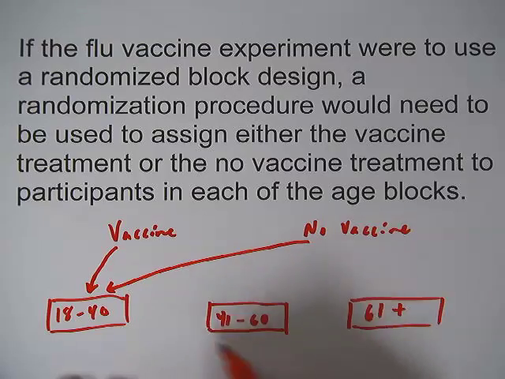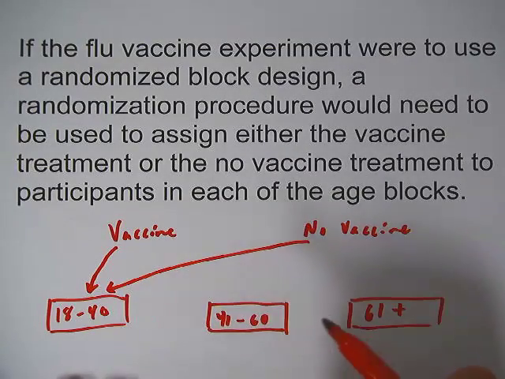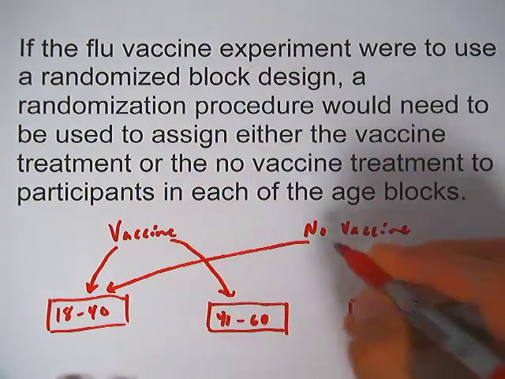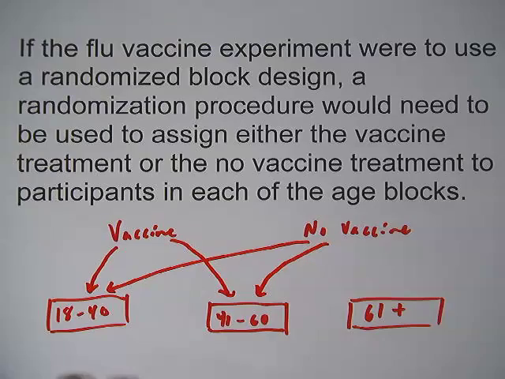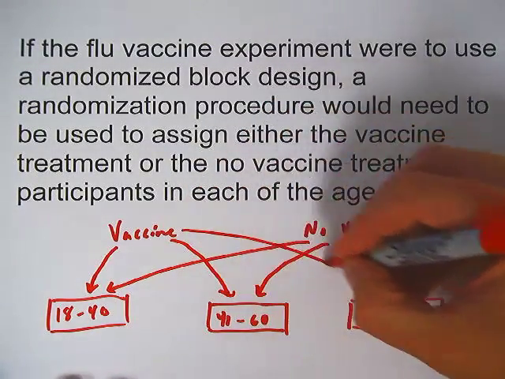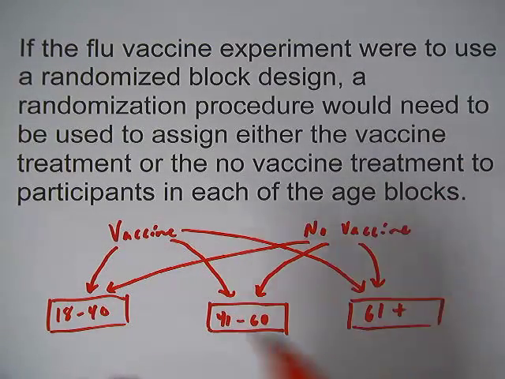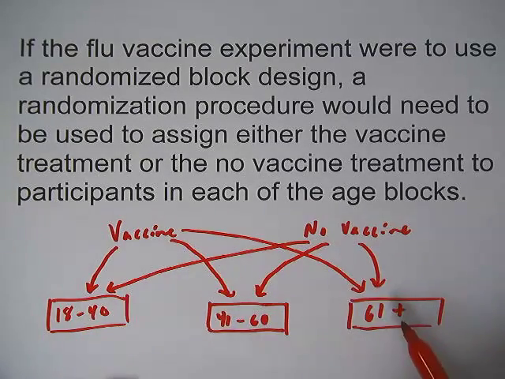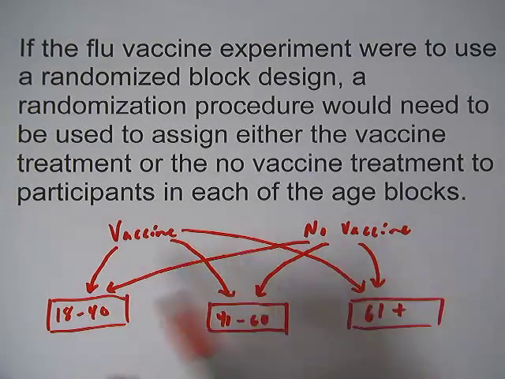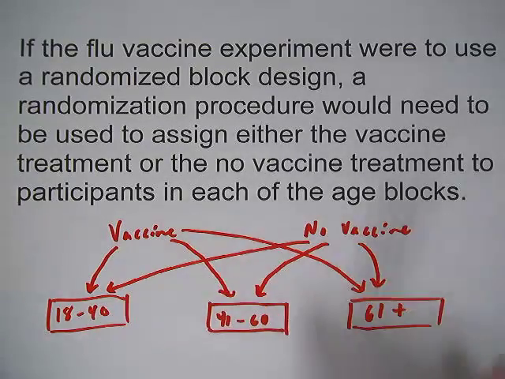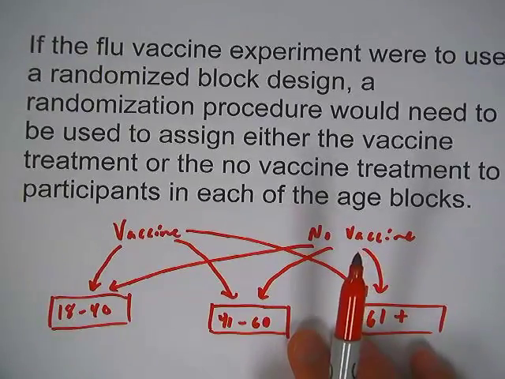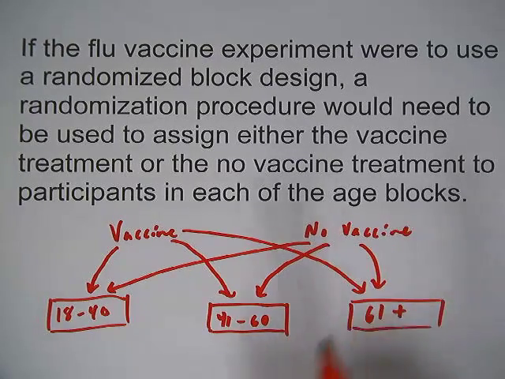Okay, and then we would do the same process with the 41 to 60-year-olds. Ask them to flip a coin. Heads, they get a vaccine. Tails, no vaccine. So again, we're assigning each of these treatments to people within each block. And then same thing for the 61 plus. So using this randomized block design, we're getting people within each block receiving the vaccine and then also not receiving the vaccine. So that is an effective way of performing the randomization procedure using this block design.